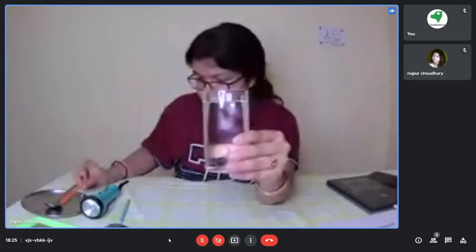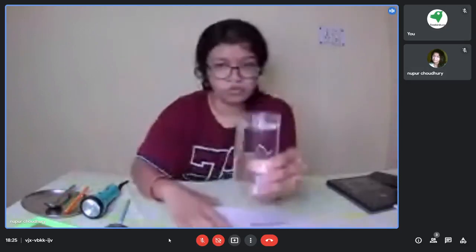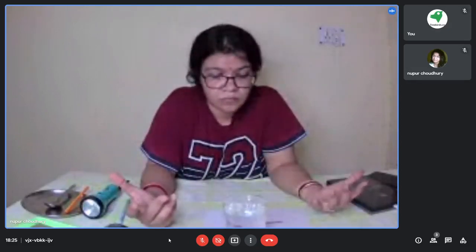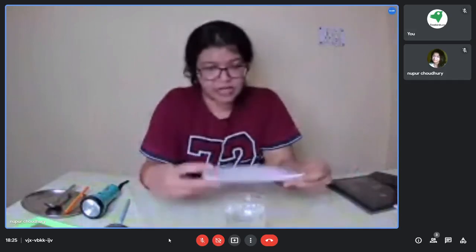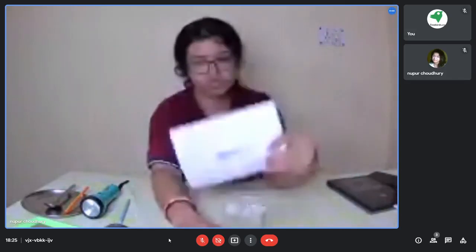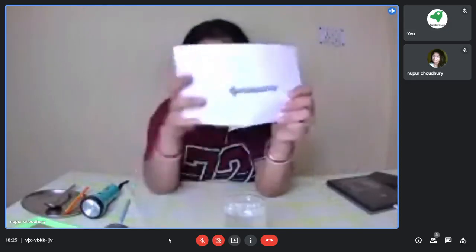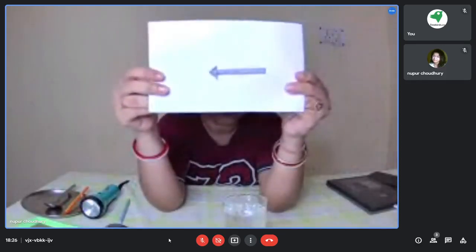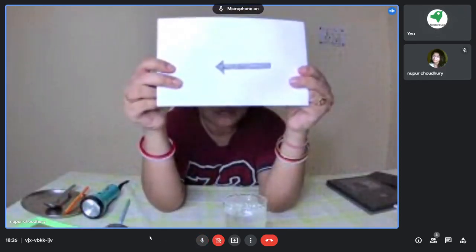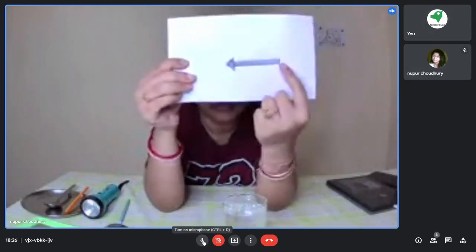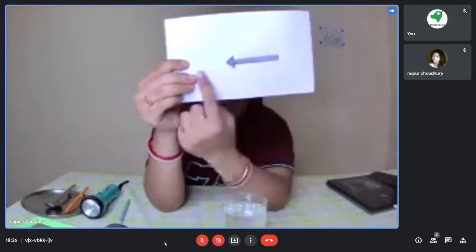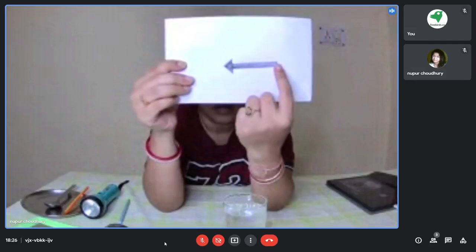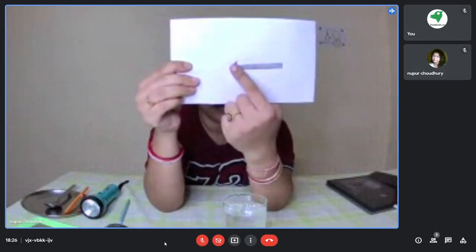So I'll just skip it here. Now, talking about the next activity for refraction, I have a piece of paper where I have drawn an arrow. I think you can see this arrow now. Okay, so this arrow is pointing from left to right. I have drawn this in this direction.